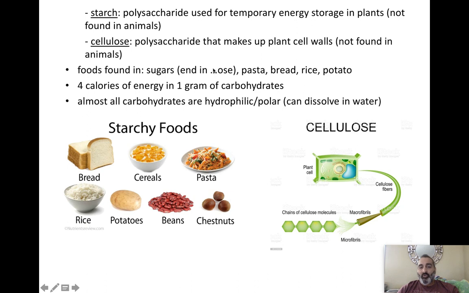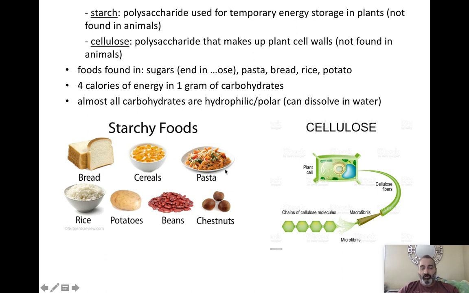All right? Foods that are full of sugar end in OSE. This is in almost every ingredient in the store. You ever see high fructose corn syrup? Fructose. They get the sugar from the starchy part of the corn, and they break down the starch and turn it into sugar. Okay?